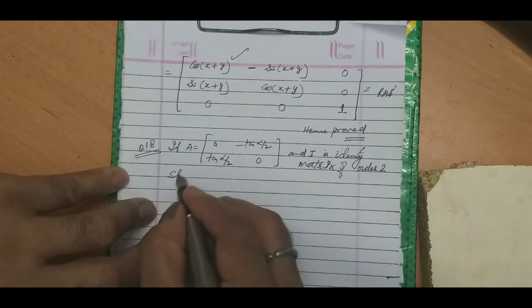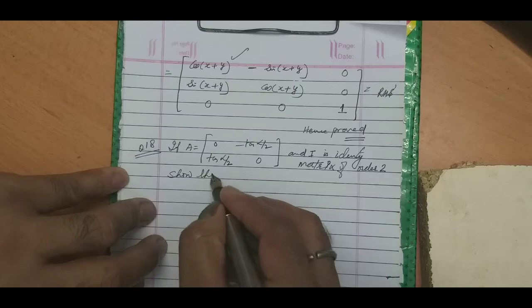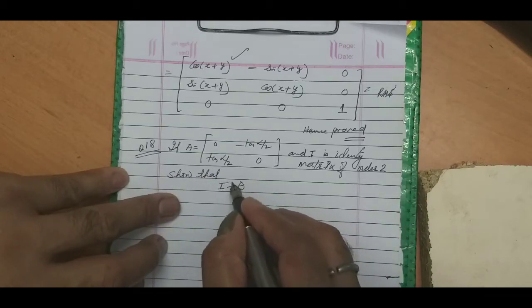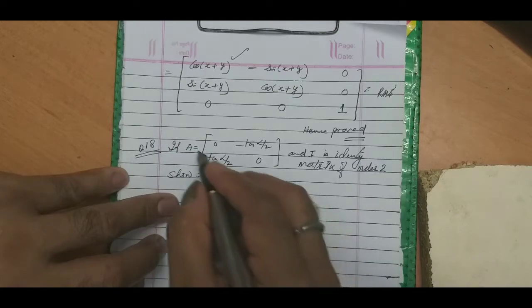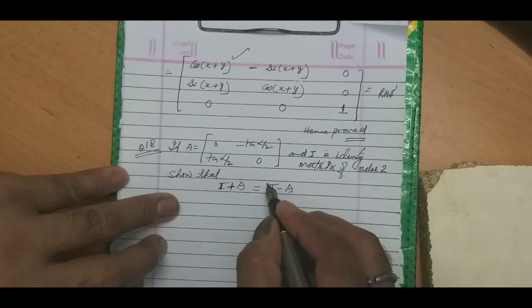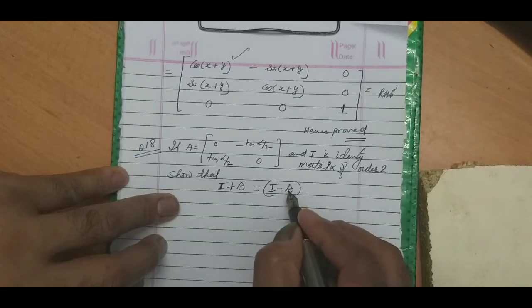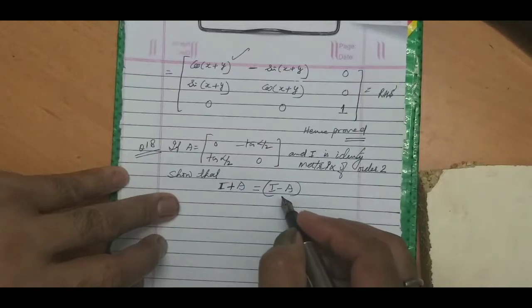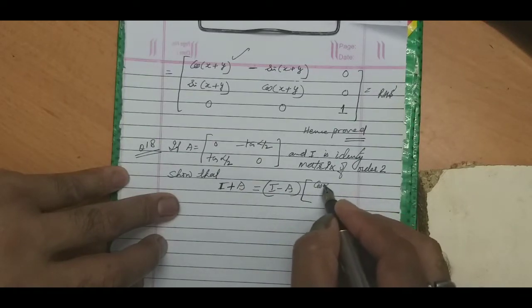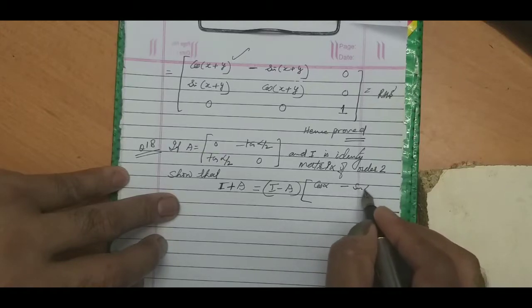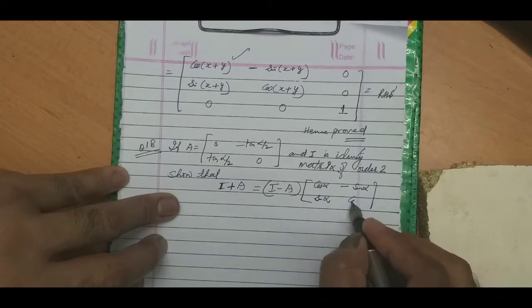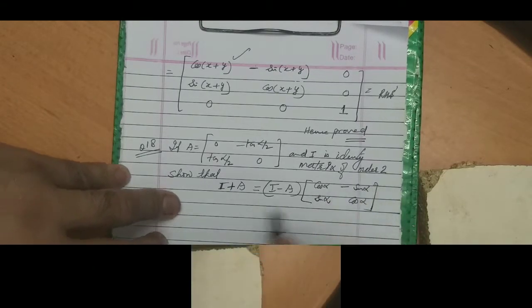We have to show I plus A, that means identity matrix plus this matrix, is equal to I minus A, again the identity matrix subtracted this, into the matrix cos alpha, minus sin alpha, sin alpha, cos alpha. This is the question.